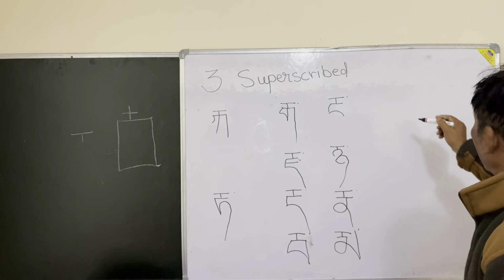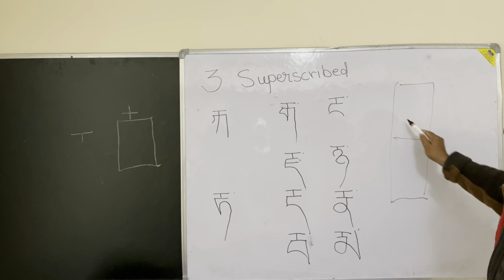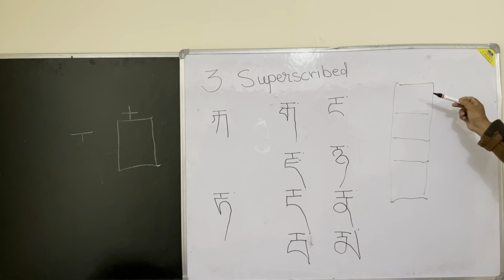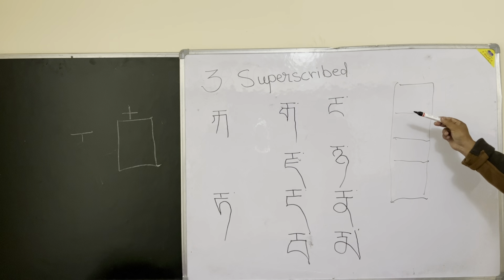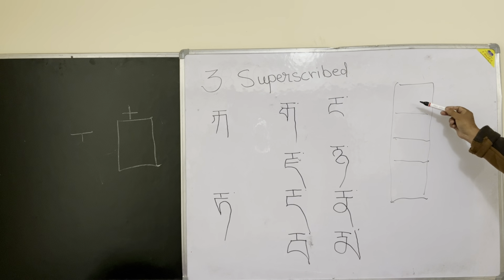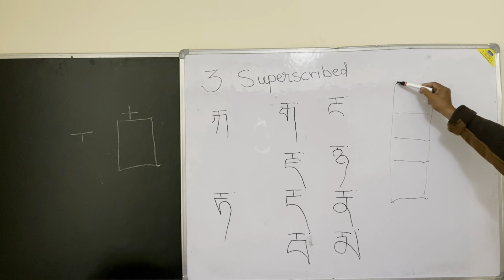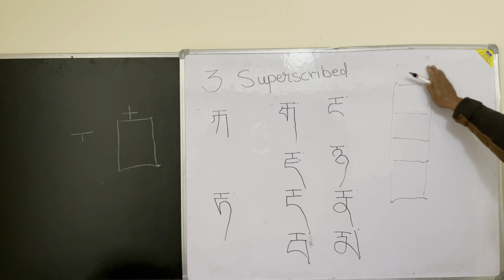So as I was saying last time, vertically you can see three consonants and a vowel stacked one above another. This is the maximum. You won't see five consonants stacked one above another. You will never see something like this.